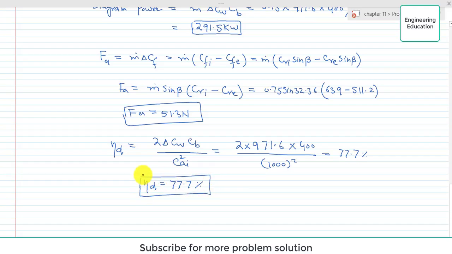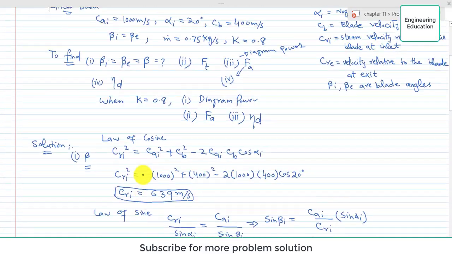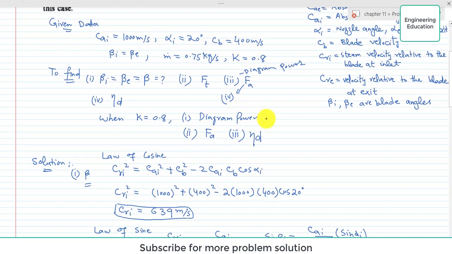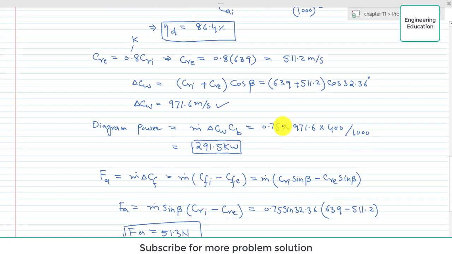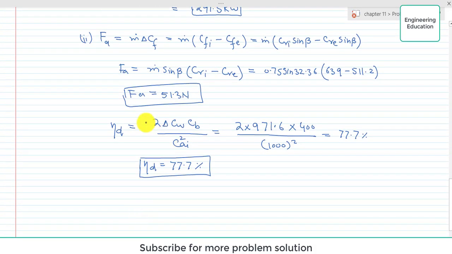So in part 2, when the value of K is 0.8, we find the diagram power, the axial thrust, and the diagram efficiency. We can label it that this is the diagram power, part 1, and this is the axial thrust, and finally we find the value of diagram efficiency. So this is the solution of problem 11.1.